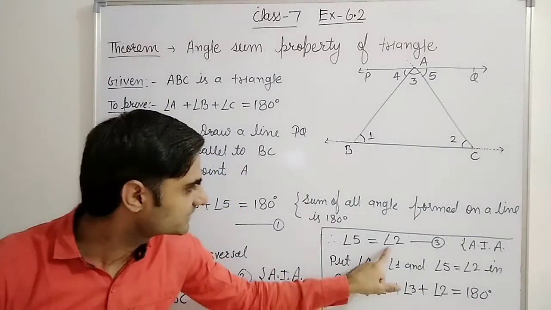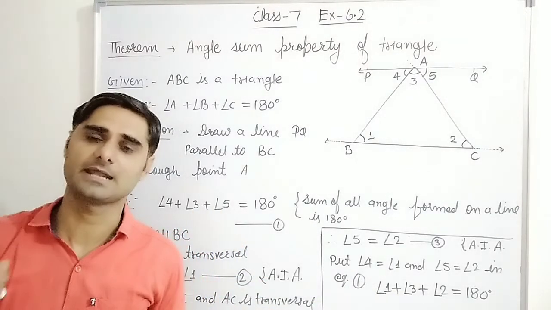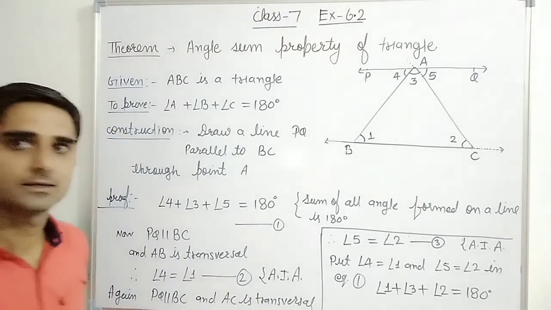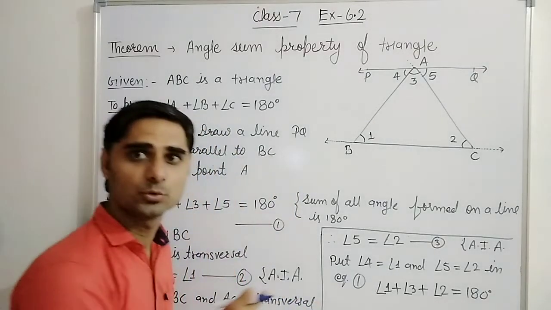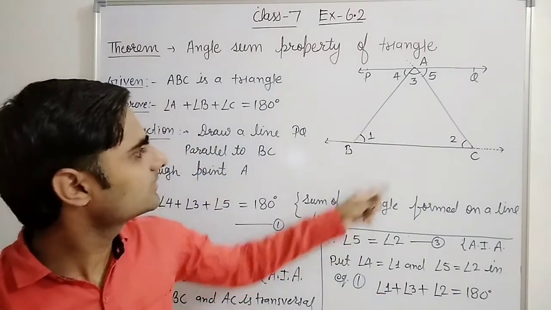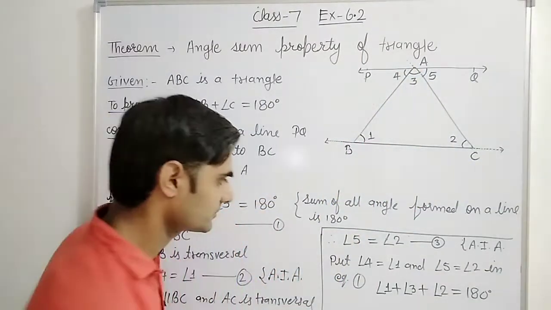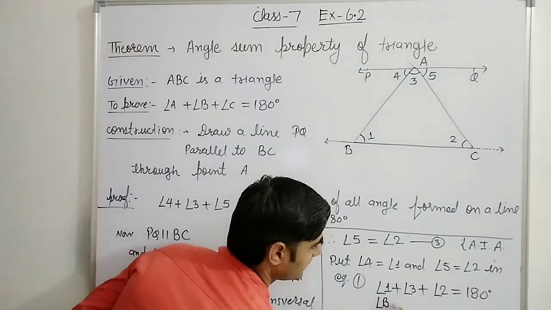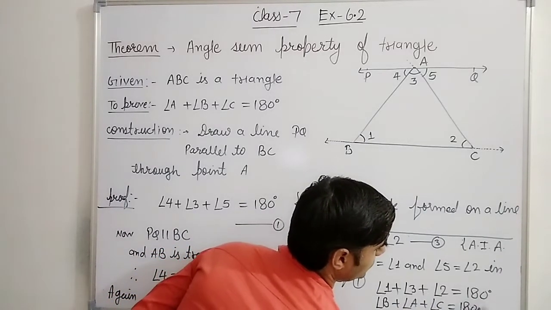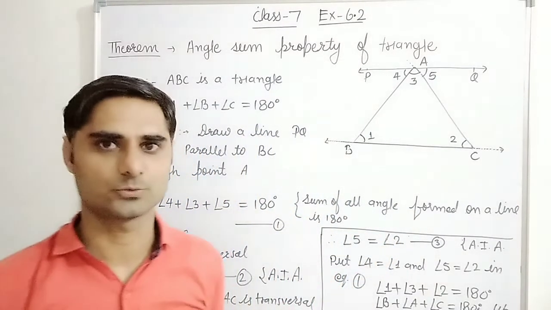5 is equal to 2 from this one, 4 is equal to 1 from this one, and 3 here I have written here as it is. Got it? So now next will be, यहाँ देखेंगे 1 plus 2 plus 3 is equal to 180 degree. What is angle 1? 1 is B, this one is C, and this is A. So can you write here angle B plus angle A plus angle C is equal to 180 degree. This one we wanted to prove.